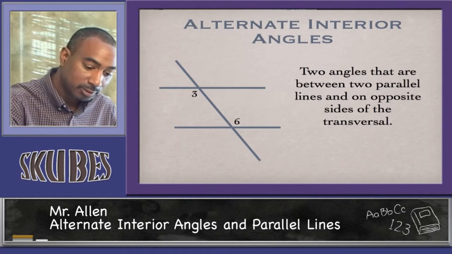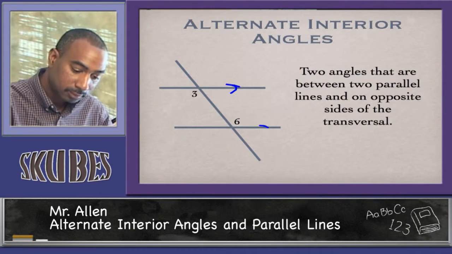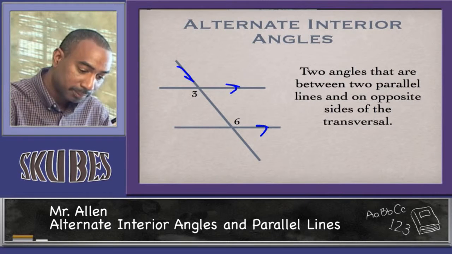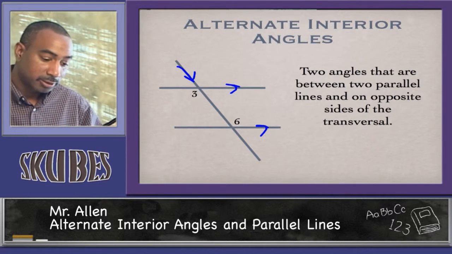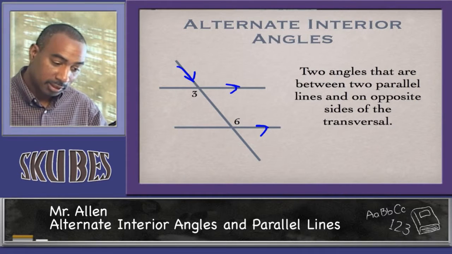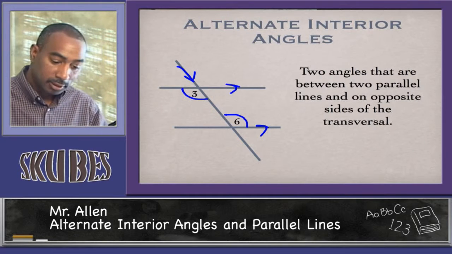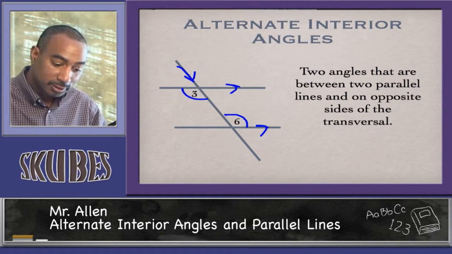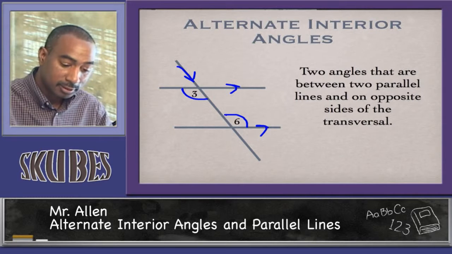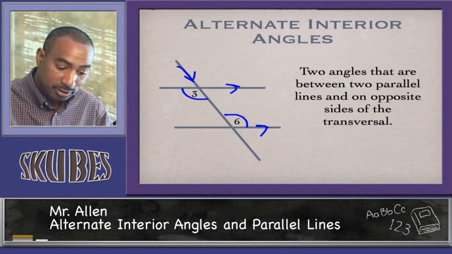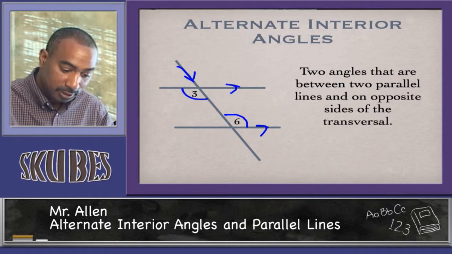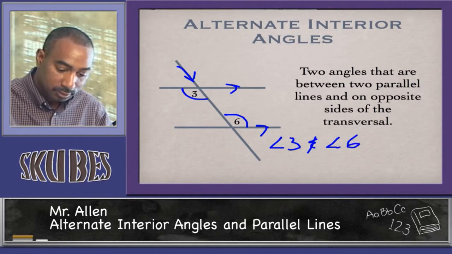For example, we have two parallel lines, and we have the transversal here that intersects the two lines, and they form alternate interior angles. Notice that angle 3 and angle 6 are between the two parallel lines, but on opposite sides of the transversal. So we say that angle 3 and angle 6 are alternate interior angles.